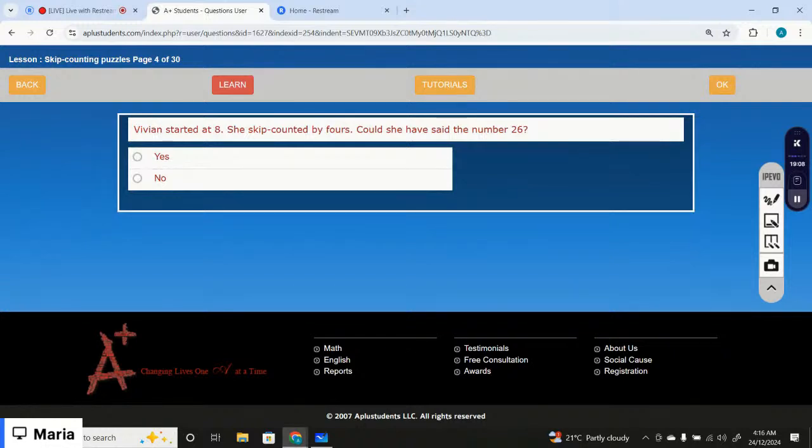Vivian started at 8. She skip counted by fours. Could she have said the number 26? The correct option is no.